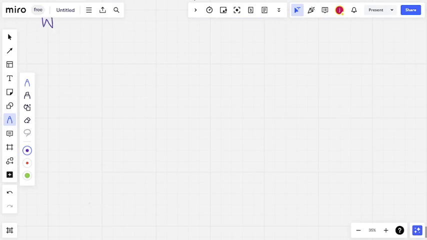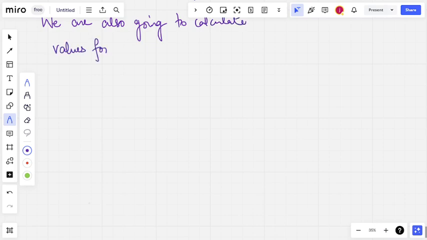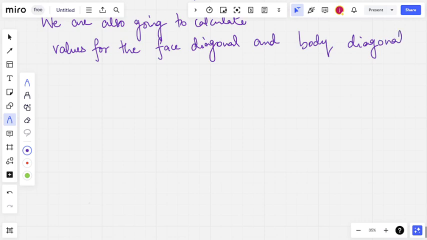We are also going to calculate values for the face diagonal and body diagonal, because these two values we will be needing constantly in this chapter.